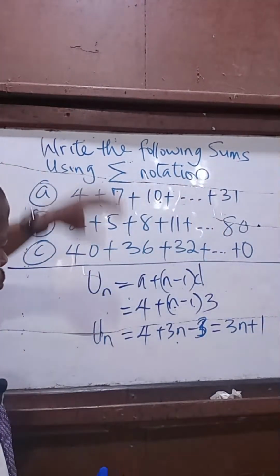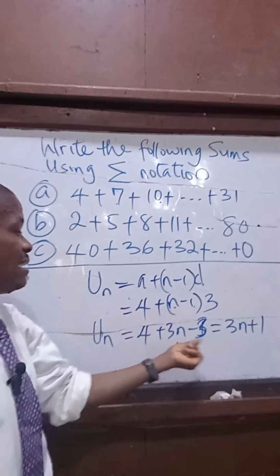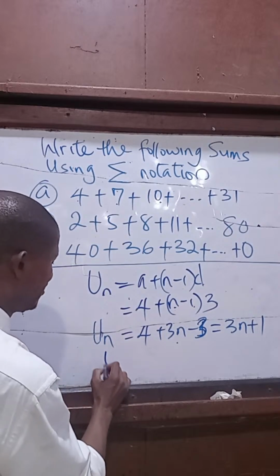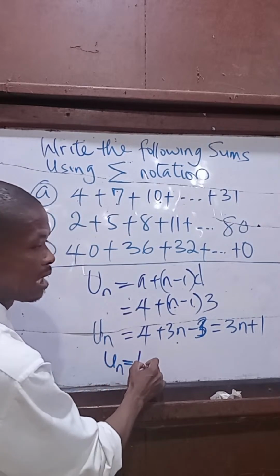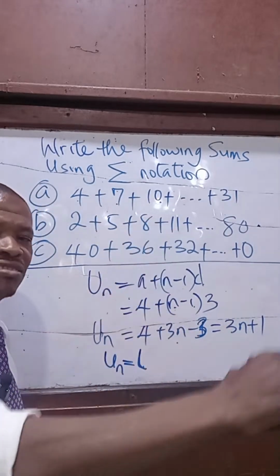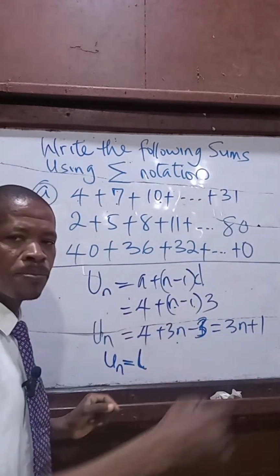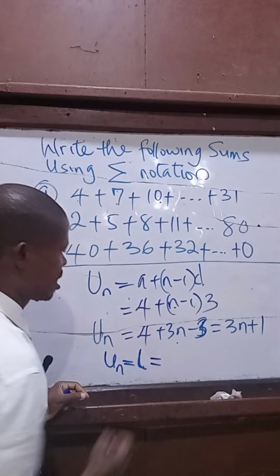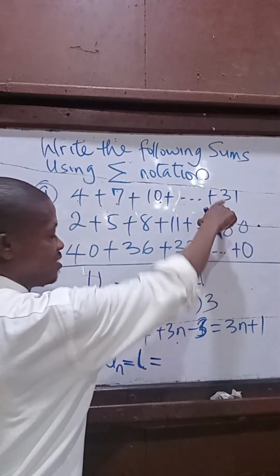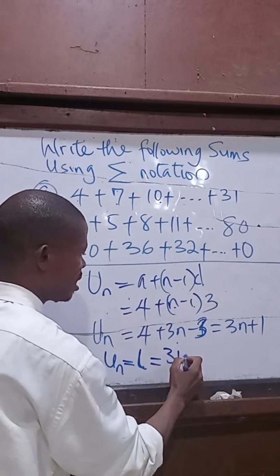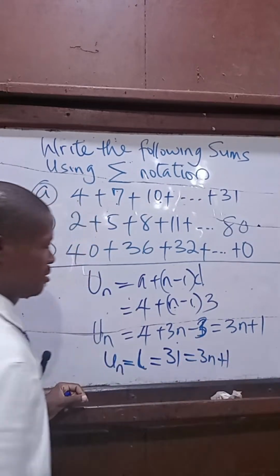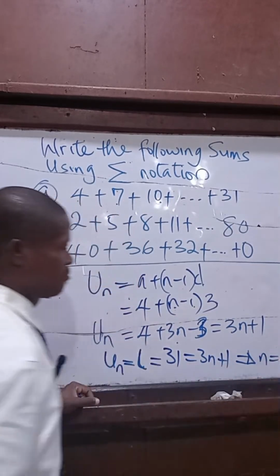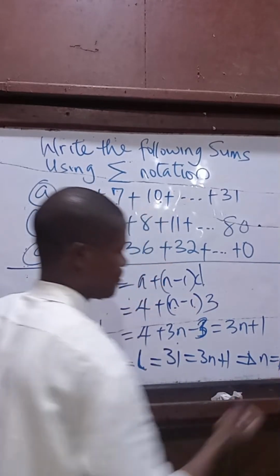Then another thing is that we need to find this n. And how do we do that? We can use this equation. The nth term is also equal to L. L is the last written number, the last term of that series. The value is 31. 31 equals 3n plus 1. So if you solve this equation, your n is 10.